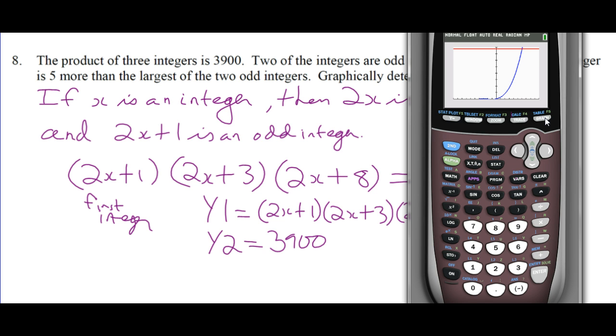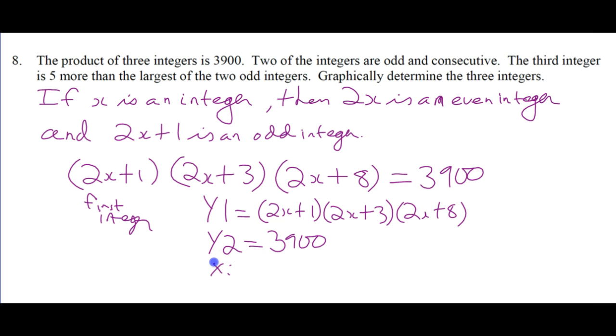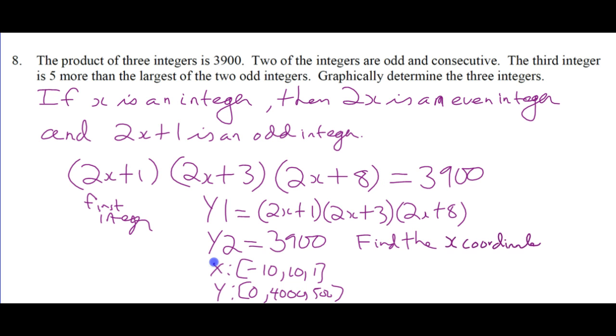So I set my window: x, I could cut it down, but negative 10 to 10 by 1s, my y's 0 to 4,000 by 500s. Okay, now here's where it's important, right? Find the x-coordinate of the point of intersection of the two lines.